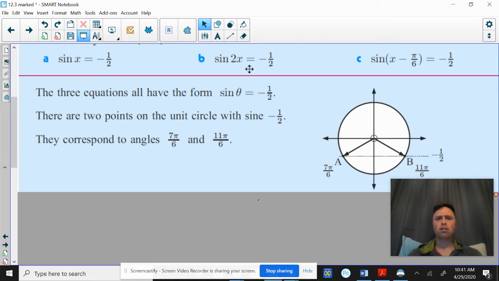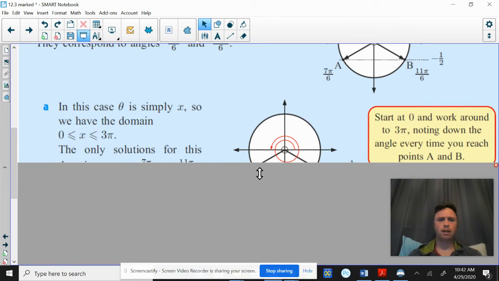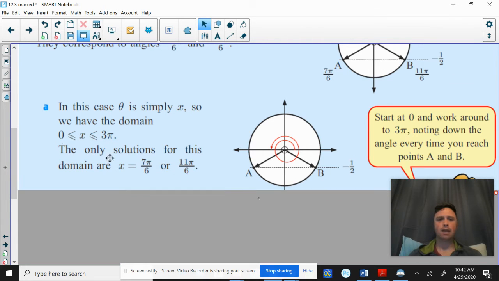But we're going to be basing our solutions for these other equations off of this as our starting point. So these are our two solutions, 7 pi over 6 and 11 pi over 6. And for the first equation, that's all we have. If we extend the domain, if we apply any of our identities, we don't have any more solutions inside of our domain from 0 to 3 pi. So those are our two answers for part A.